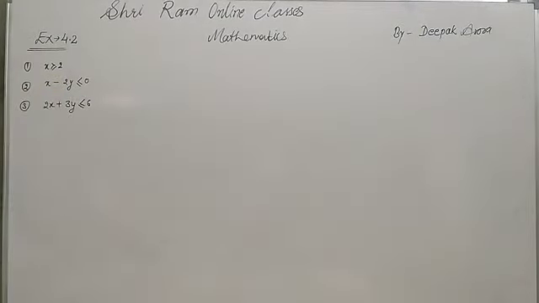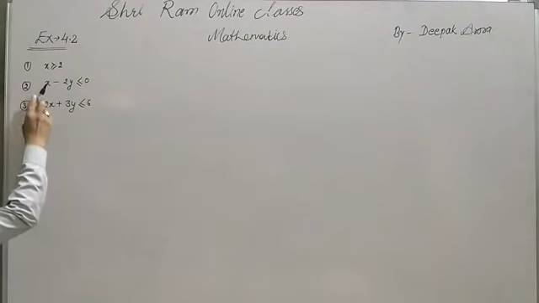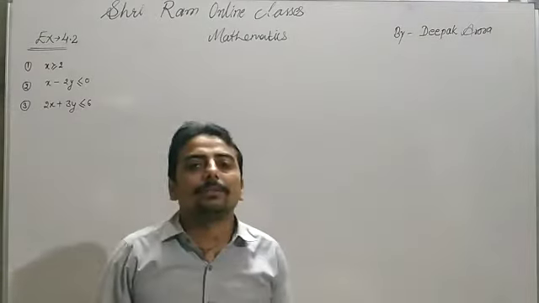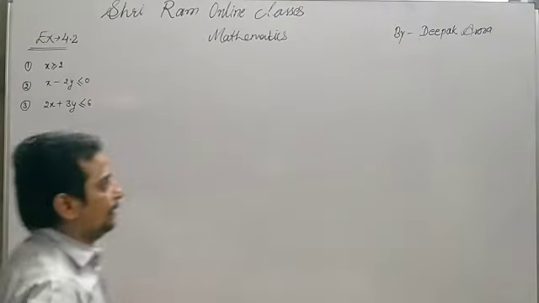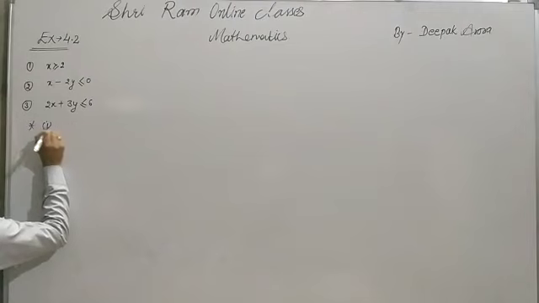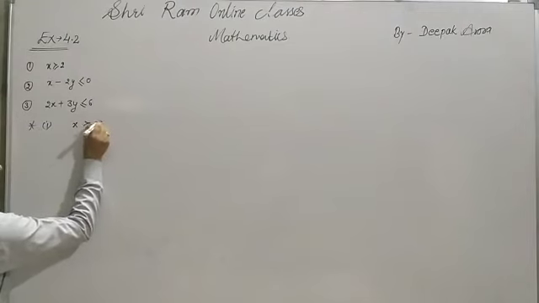The first question will be x is greater than or equal to 2, and the second question will be x minus 2y is less than or equal to 0, and the third is 2x plus 3y is less than or equal to 6. Now consider the first question: x is greater than or equal to 2.